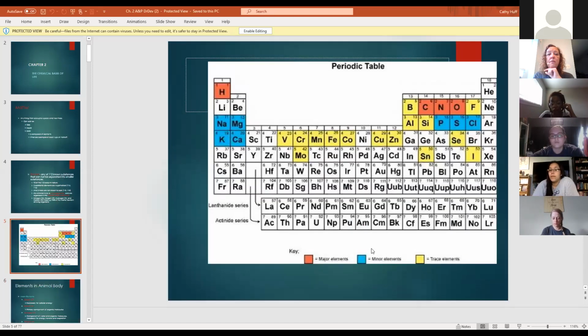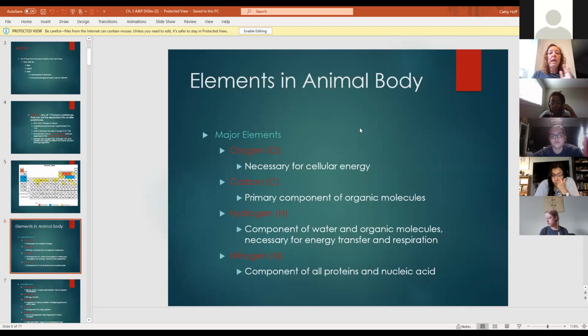All right, so we went over, this is the periodic table. I am not going to have you reproduce this. This is just informational. Here were our major elements. Oxygen, which is required for energy. Every single little tiny cell in your body needs oxygen.